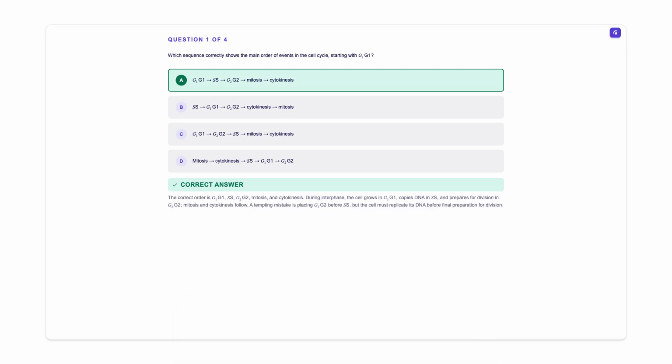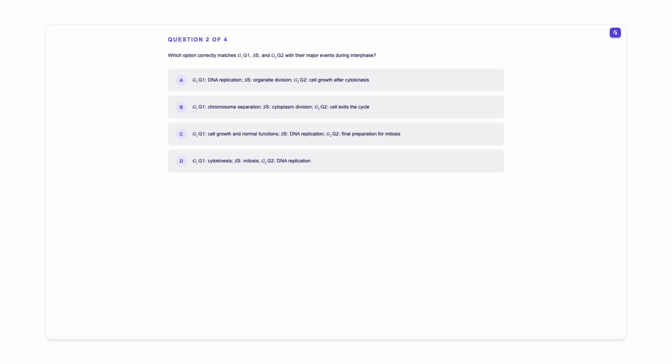The correct order is G1, S, G2, mitosis, and cytokinesis. During interphase, the cell grows in G1, copies DNA in S, and prepares for division in G2. Mitosis and cytokinesis follow. A tempting mistake is placing G2 before S, but the cell must replicate its DNA before final preparation for division. Which option correctly matches G1, S phase, and G2 with their major events during interphase?